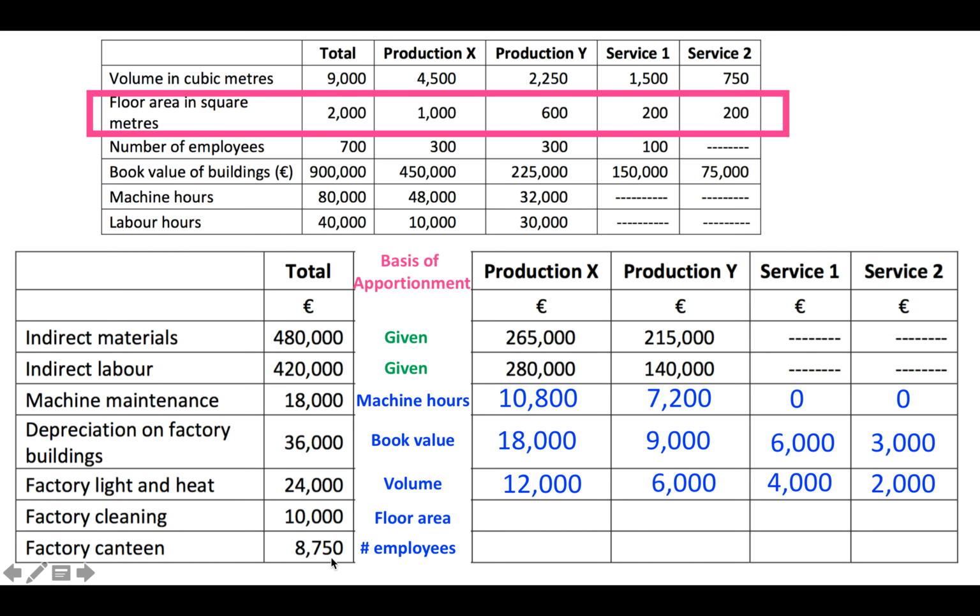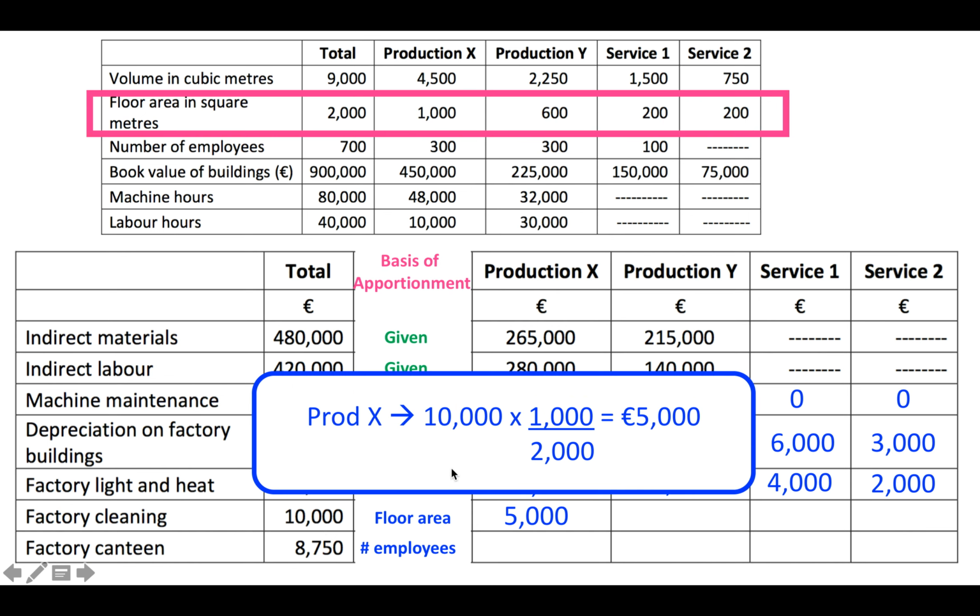Now, factory cleaning is next. So the total amount for factory cleaning is 10,000. So we need to split that 10,000 up between the 4 departments here, and we're doing it using the basis of floor area. So the floor area in total is 2,000 square meters there. So 1,000 square meters in production X, 600 square meters in production Y, 200 square meters in service 1 and 200 in service 2. So 10,000 multiplied by 1,000 divided by 2,000 is 5,000 there.